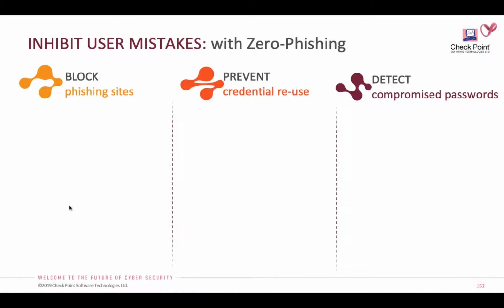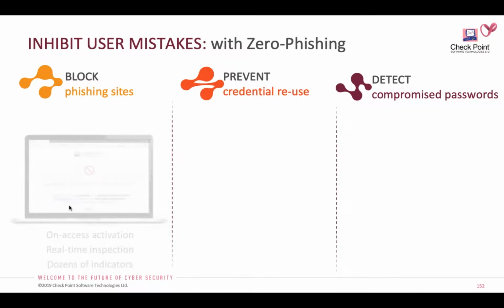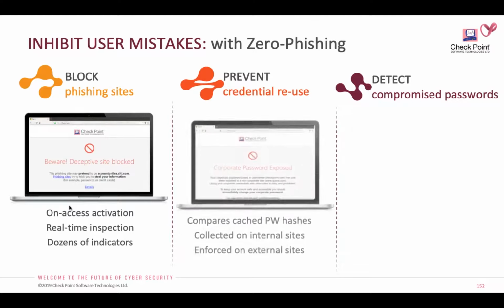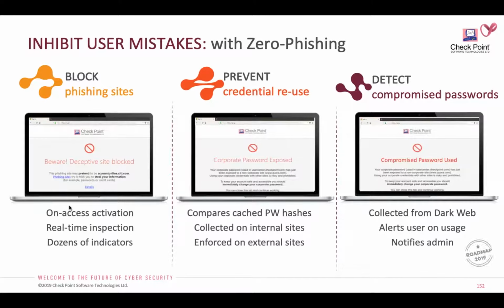From that, you're talking about your zero phishing, right? You can block phishing sites by using the zero phishing. Apart from that, you can enforce a rule saying that, okay, credential reuse should be alerted. We'll talk about this also, credential reuse. And then it can also detect compromised passwords.